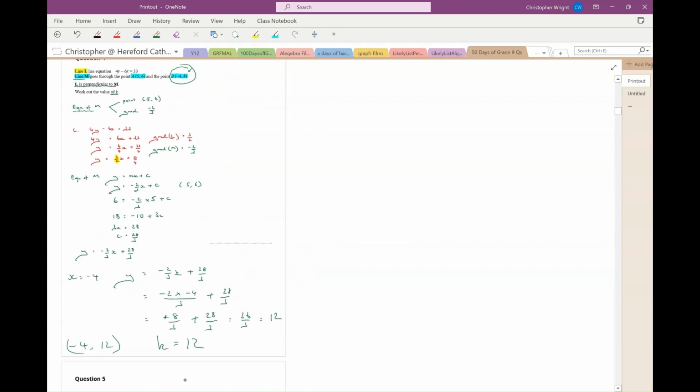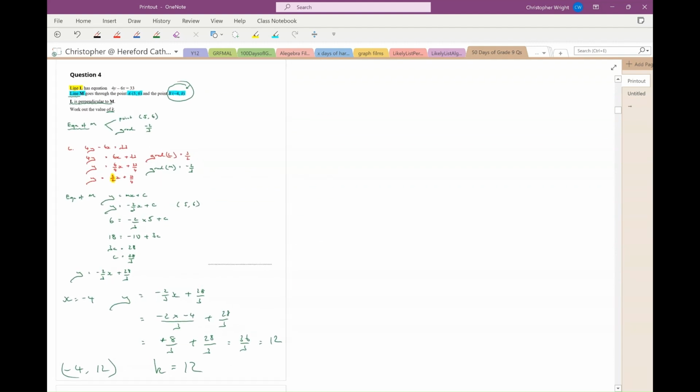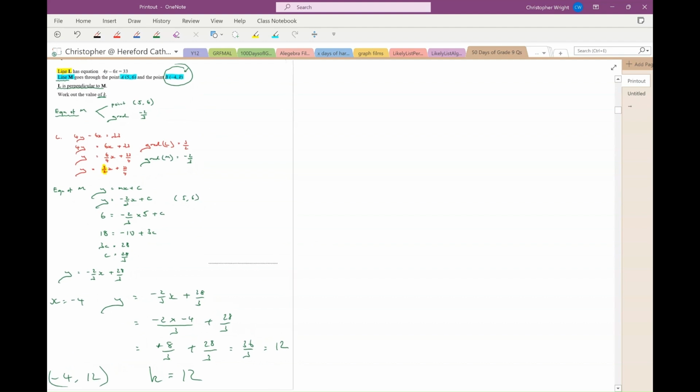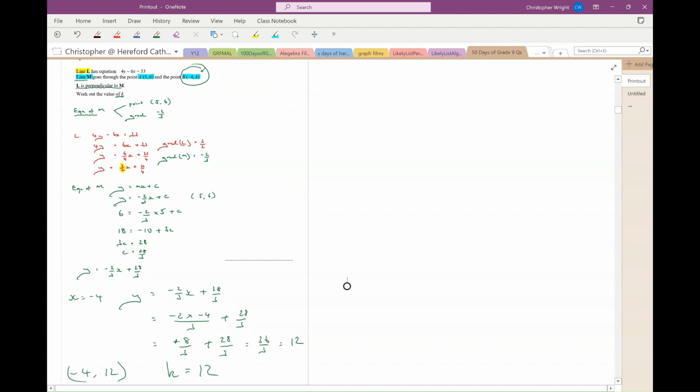So that was quite an involved question. It required us to find the equation of M and to use that to answer the question. And to find the equation of M, we need to know a point on the line M and also the gradient of the line M. And to find the gradient of the line M, we had to use the fact that it was perpendicular to the line L.